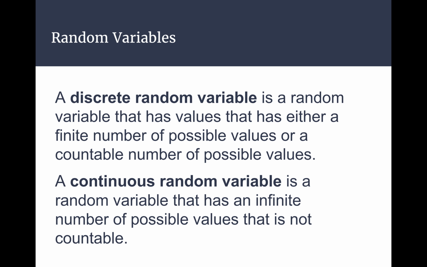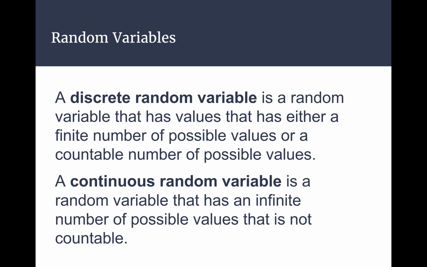So let's keep going. A discrete random variable is a random variable that has either a finite number of possible values or a countable number of possible values. Those things aren't necessarily mutually exclusive, but the first thing I do when I'm dealing with random variables is to figure out if I can count it. If I can count it, more likely than not, it will be a discrete random variable.